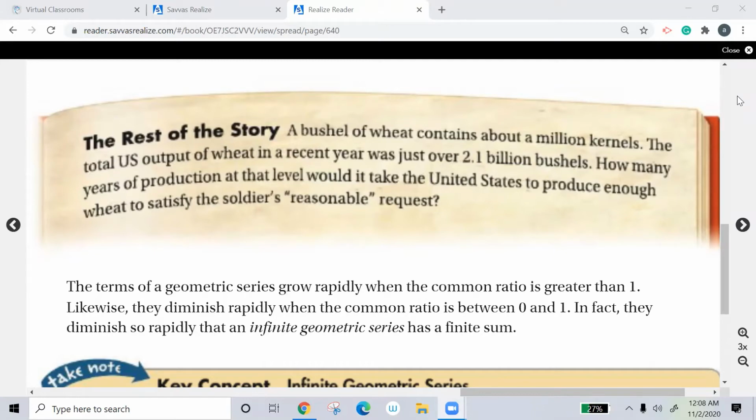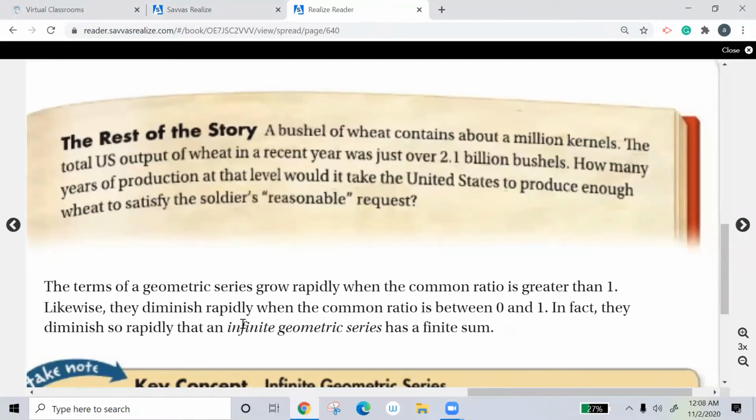Okay, so the terms of a geometric series grow rapidly when the common ratio is greater than 1. Likewise, they diminish rapidly when the common ratio is between 0 and 1. In fact, they diminish so rapidly that an infinite geometric series has a finite sum.